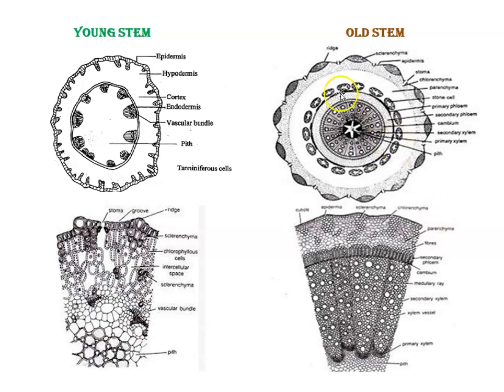Now look at the old stem. Old stem is woody and hard, then irregular in outline, and epidermis in the young stem. Now in the old stem, this epidermis is replaced by periderm. So now we'll use the term periderm for this. Then sclerenchyma tissues may be present in the cortex, and they provide strength to the stem. Then some parenchyma cells may be lignified.